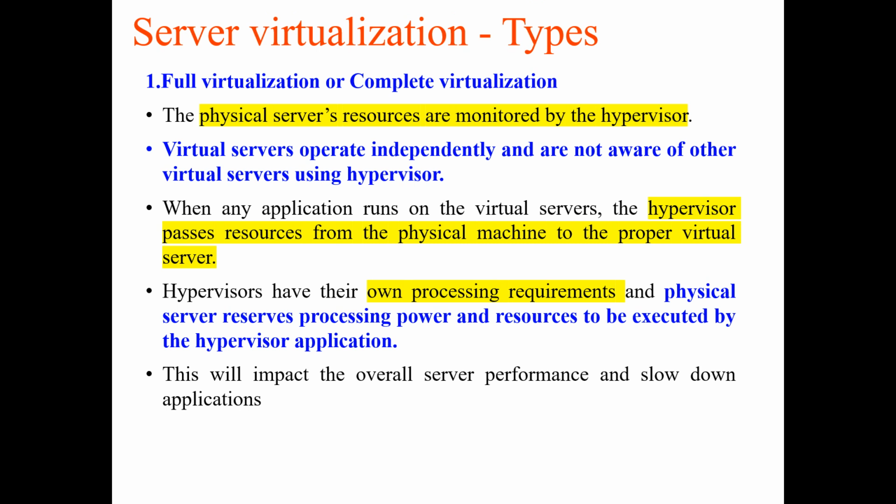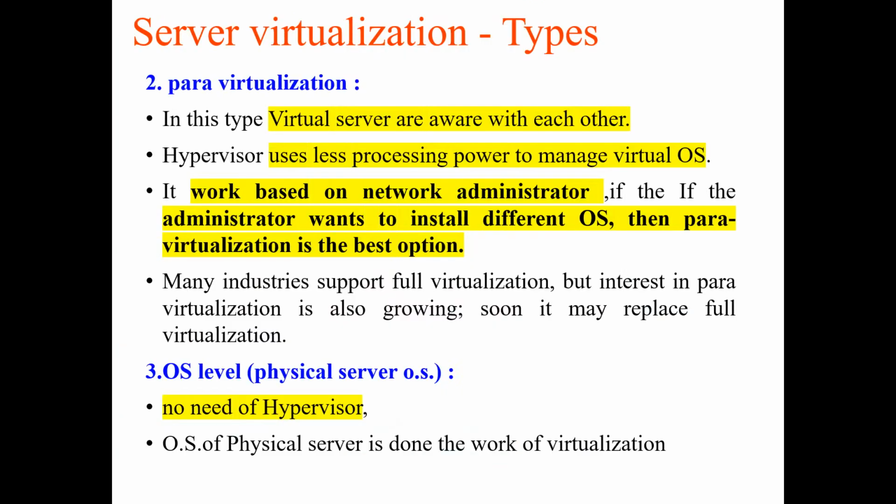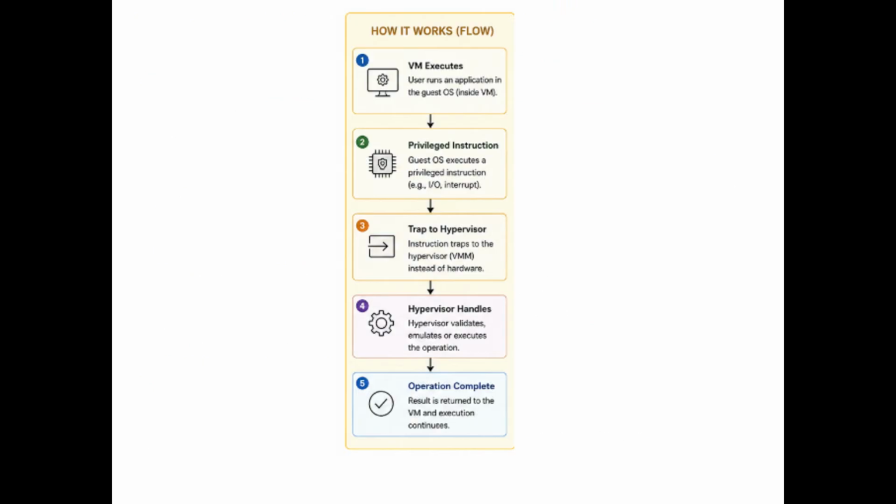There will be high isolation, and the security will also be very high. It is going to support different kinds of operating systems. The best examples of full virtualization are VMware Workstation, Hyper-V, and Oracle VirtualBox.